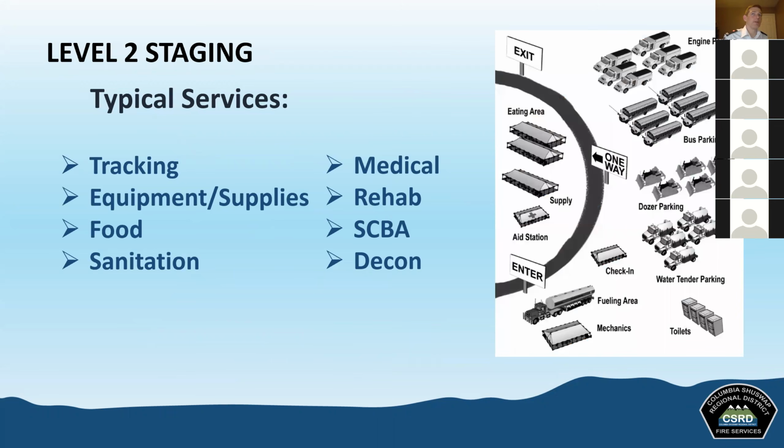So here's a good example of a photo showing how large a staging area can be. We're talking about a pretty large event here, likely something like the Kelowna wildfires or some of the bigger wildfires we've had around the area recently. You'll find something like this where you're going to have different engines parked in a certain area. They've got buses, dozer parking, water tender parking. They're going to have toilets. You see there's one way in, one way out, right? So there's an entry and an exit. This helps keep everything flowing much better, right? And definitely avoids any congestion in the area.